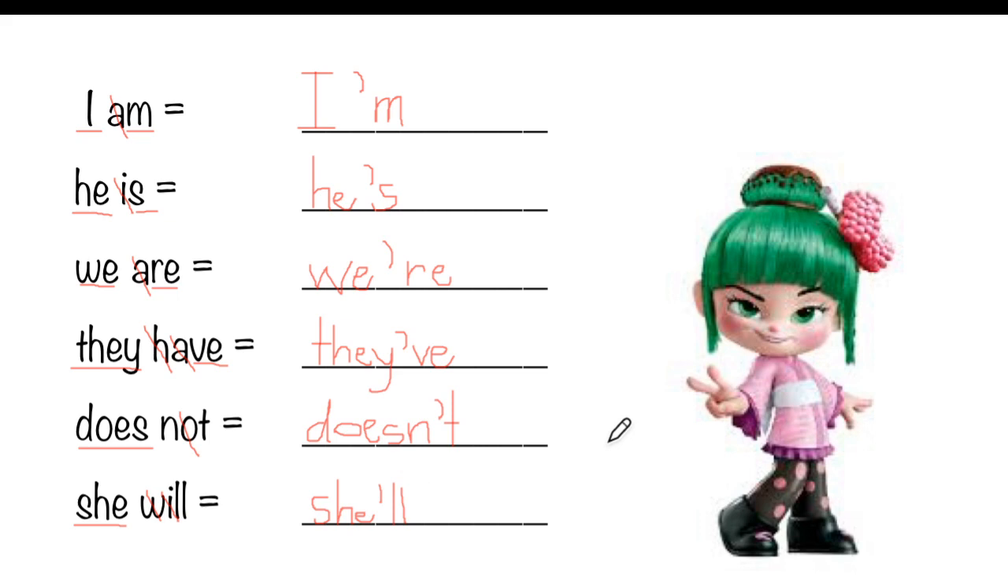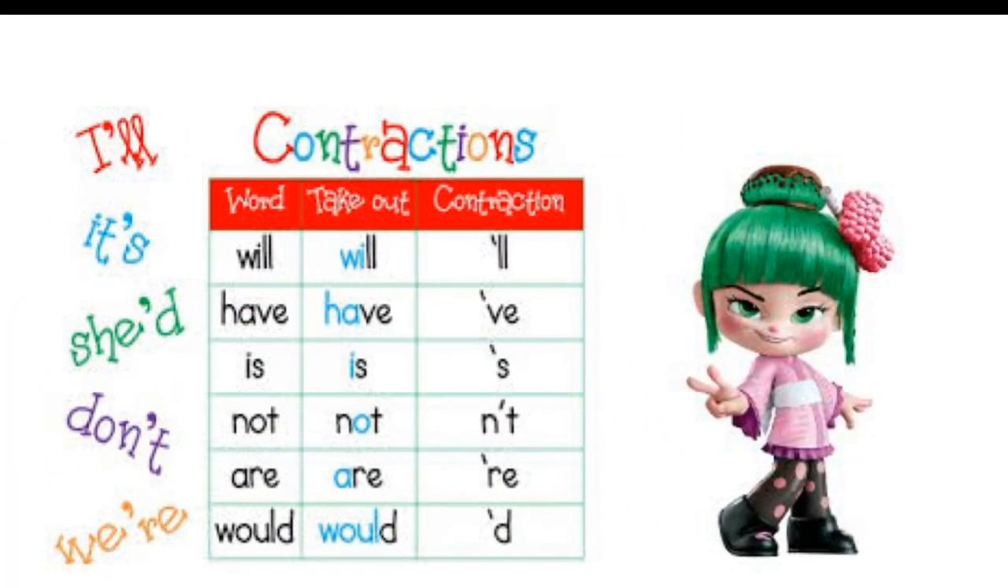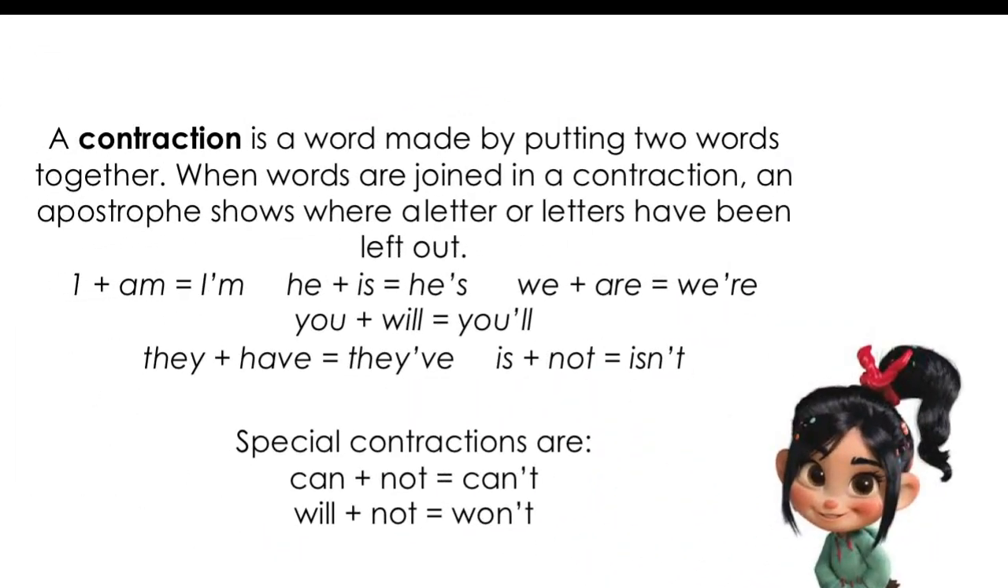Great. So do you understand how we make the contraction? The first word stays the same. We take the letters, as I told you, out from these words and replace them with an apostrophe. And we have two special contractions: cannot, can't, and will not, won't.